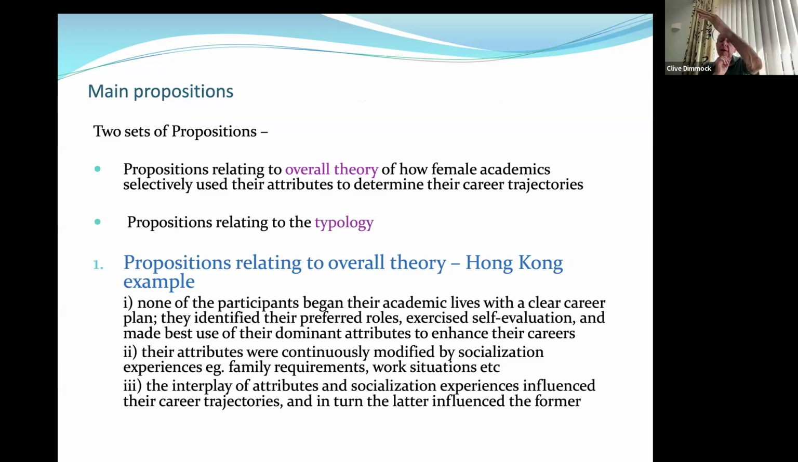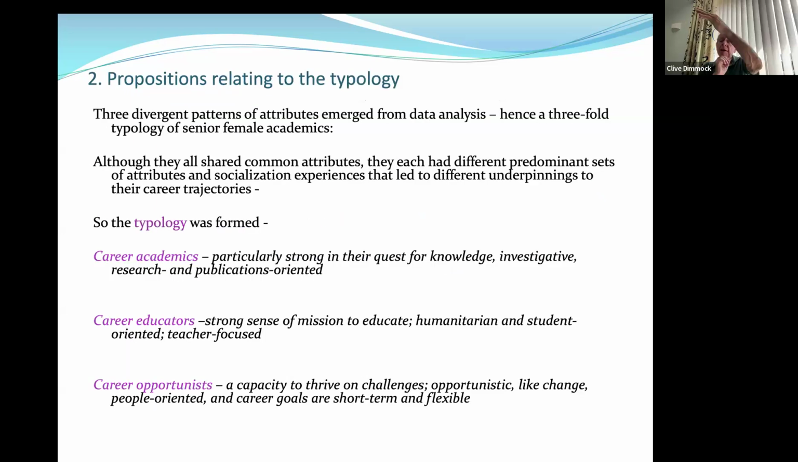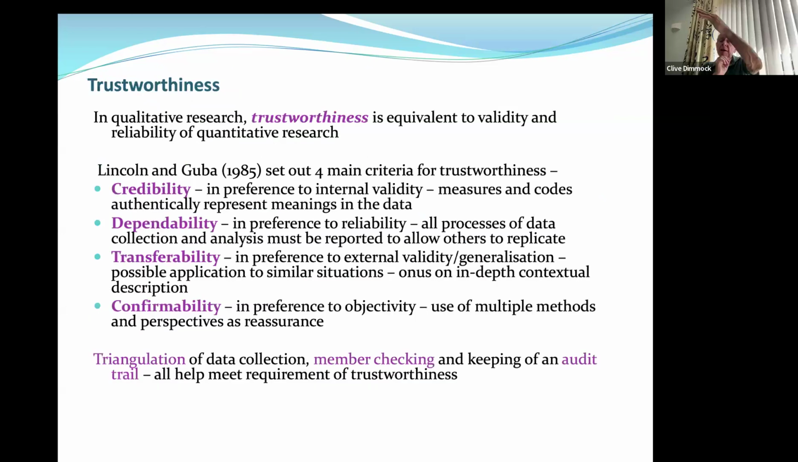Really, the typology is career academics, career educators, career opportunists, and lastly, she does, like you would all have to do, make sure your study meets the criteria of trustworthiness in qualitative research. We don't call it validity and reliability, but I've always encouraged my students to use Lincoln and Guba's set of trustworthiness criteria, the four things like triangulation of data and member checking.